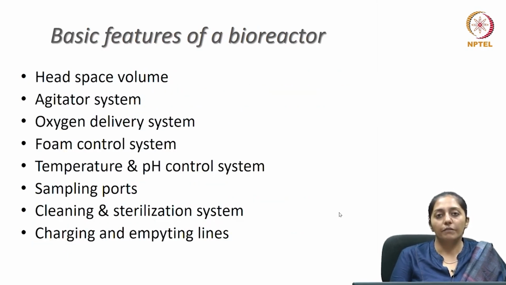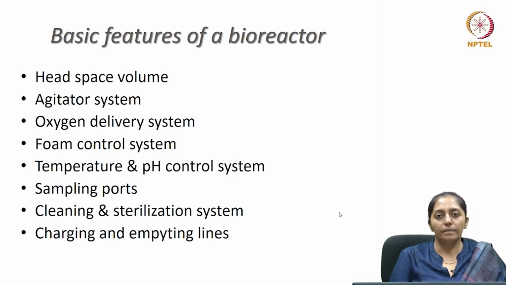Coming on to the different features of a bioreactor which can take care of these objectives. We have spoken about the headspace. Headspace is all the volume of the reactor which is above the working volume, above the liquid broth. Agitator system is involved in mixing. The agitator system includes the shaft and different types of impellers which are required for adequate mixing. Then there is the oxygen delivery system which involves the sparger. There are different designs of spargers which are used in fermentations.